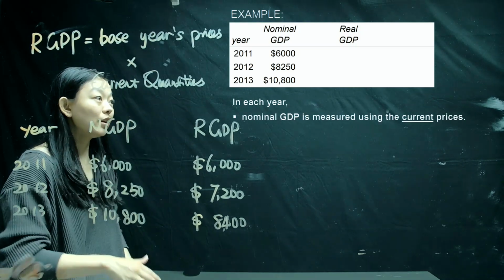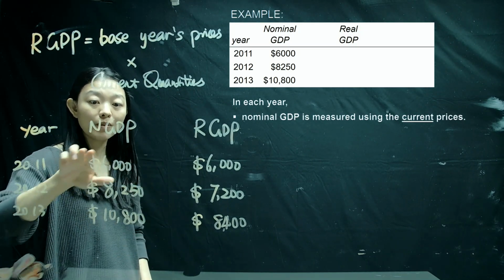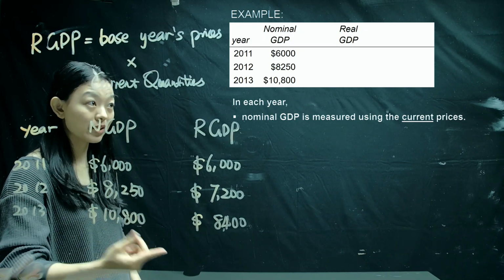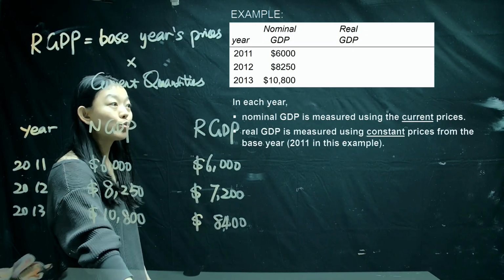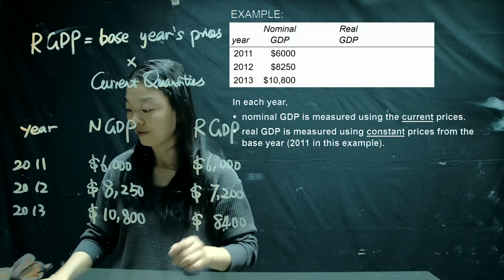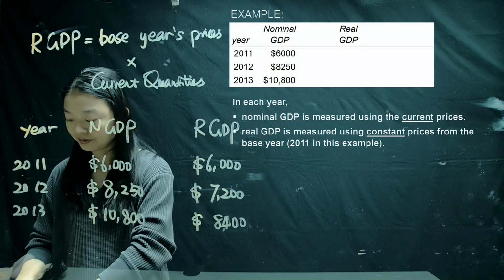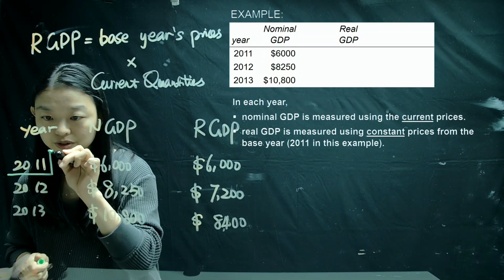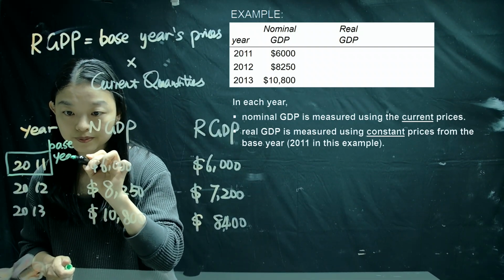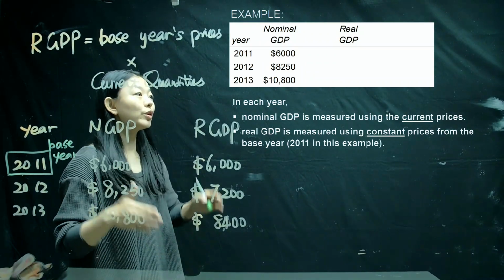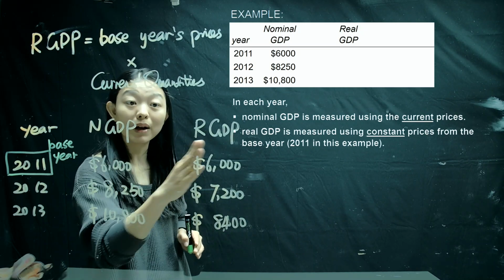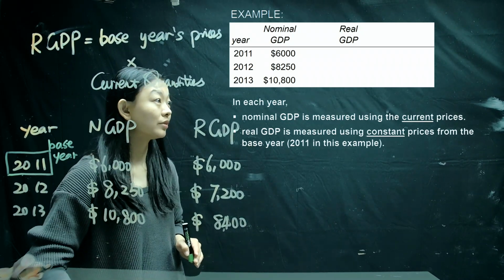So you can notice in each year, those nominal GDP are measured by current prices. But the real GDP is all measured by a constant price, if we use 2011 as our base year. So this is the base year up here. So you can see the real GDP actually measures the changes in quantity, but not the changes in price.